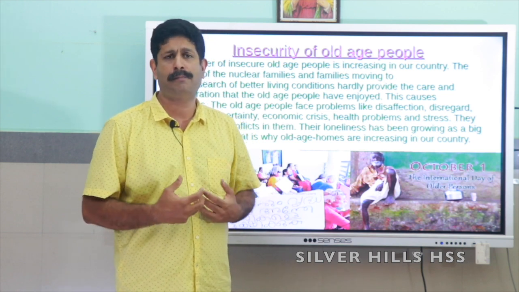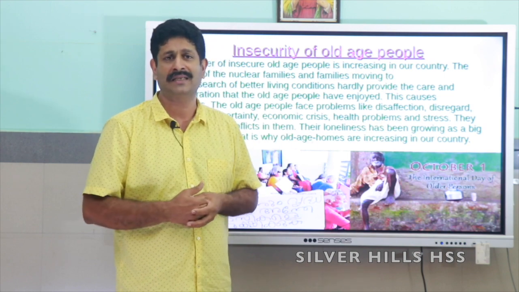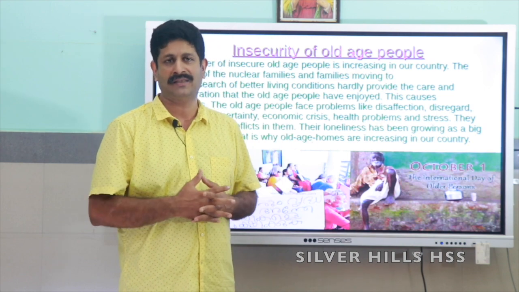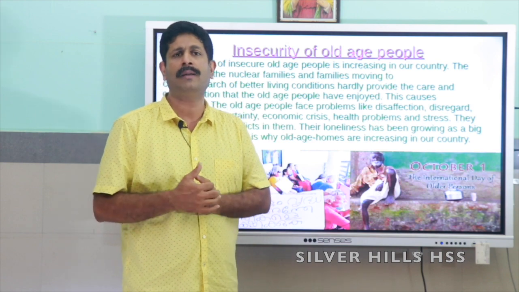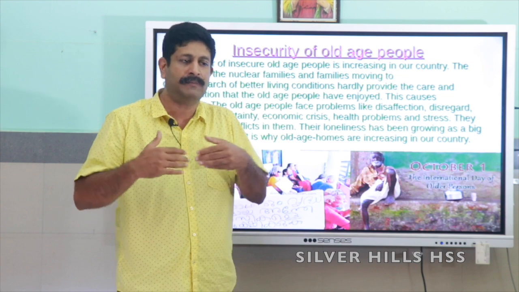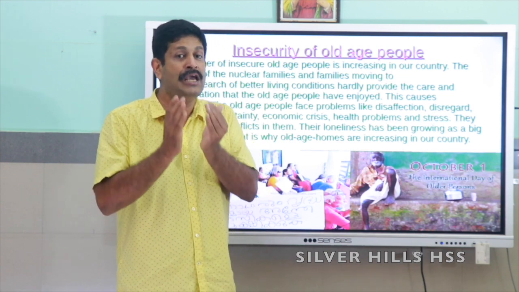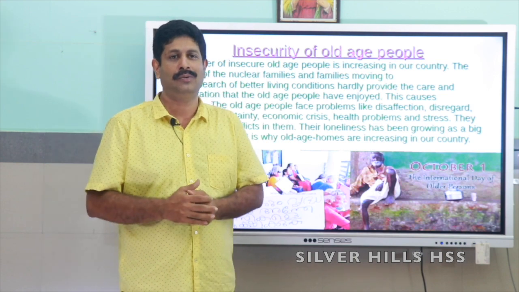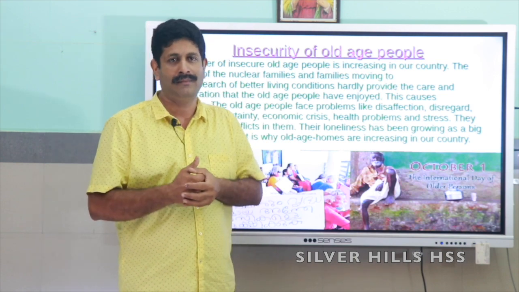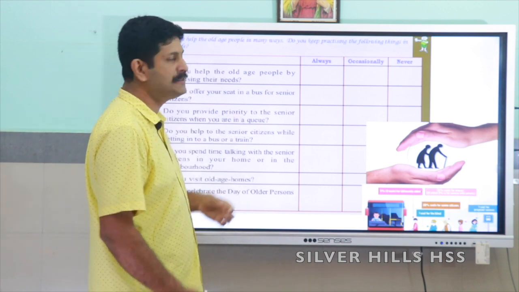Our old age parents are being thrown out to some unknown places, as we see in certain newspapers. This is actually an important problem faced by society. If they are thrown out from the family, it will become a social issue and a social problem. Now we can see here, you can help the old age people.